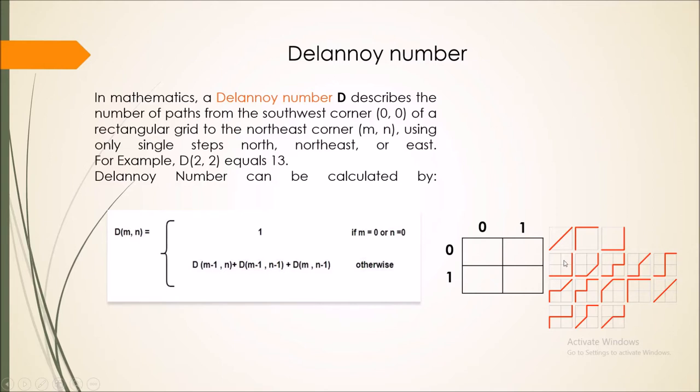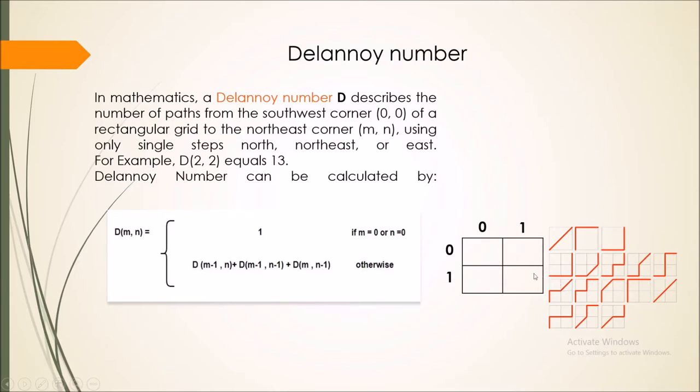So we have this example here. The upper 3 is for 1, 1. So for 1, 1 we have 3, for 2, 2 we have 13. So how 13? Let's see.